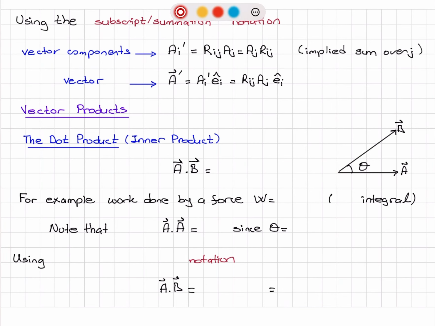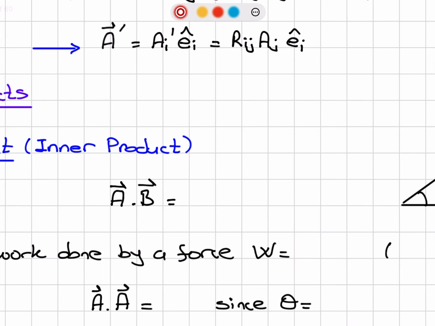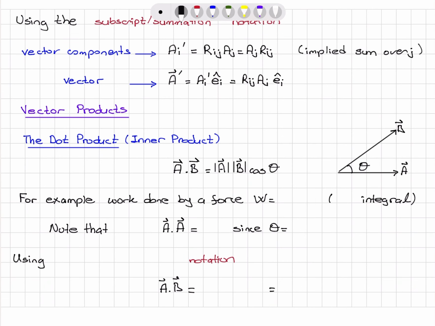Now we're going to discuss vector products. We're going to start with the dot product first, which is also called the inner product. Now we have two vectors A and B making an angle theta with each other. The dot product, if you remember, is defined as the magnitude of the first vector, the magnitude of A, multiplied by the magnitude of the second vector B and the cosine of the angle between them. So it's cosine theta. That's how we define the dot product.